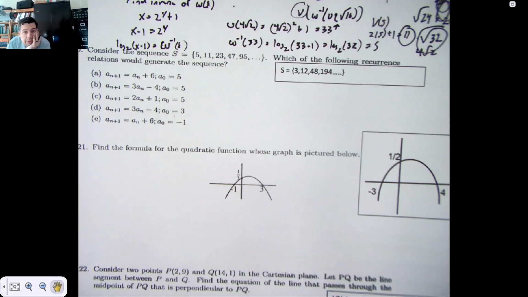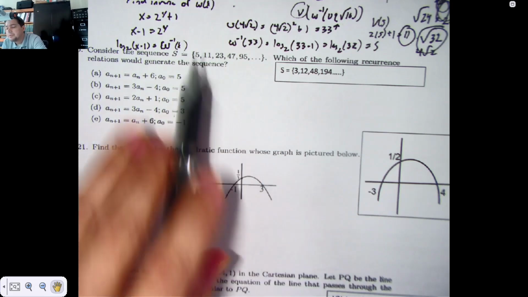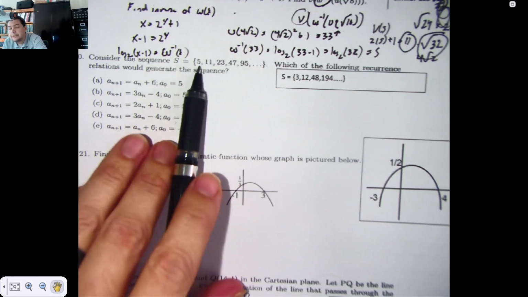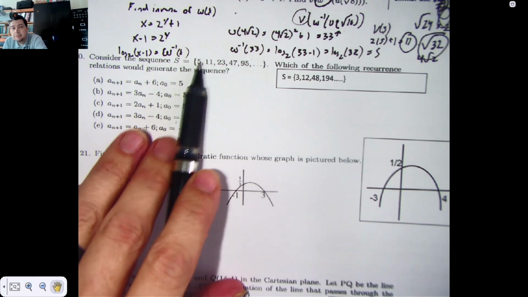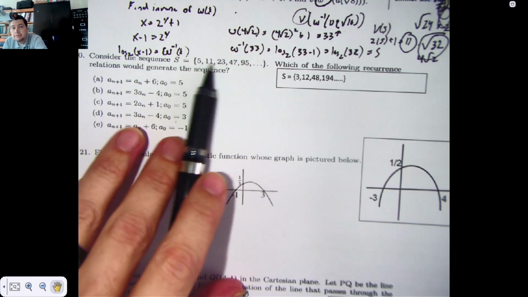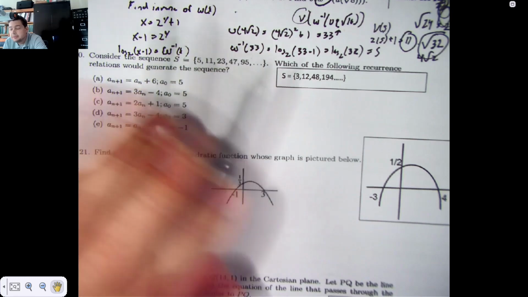So what you have to do is look at the sequence that you're given and see if you can figure out a pattern. This one's pretty simple. Double, add 1. Twice a 5 is 10, add 1 is 11. Twice an 11 is 22, add 1, 23.